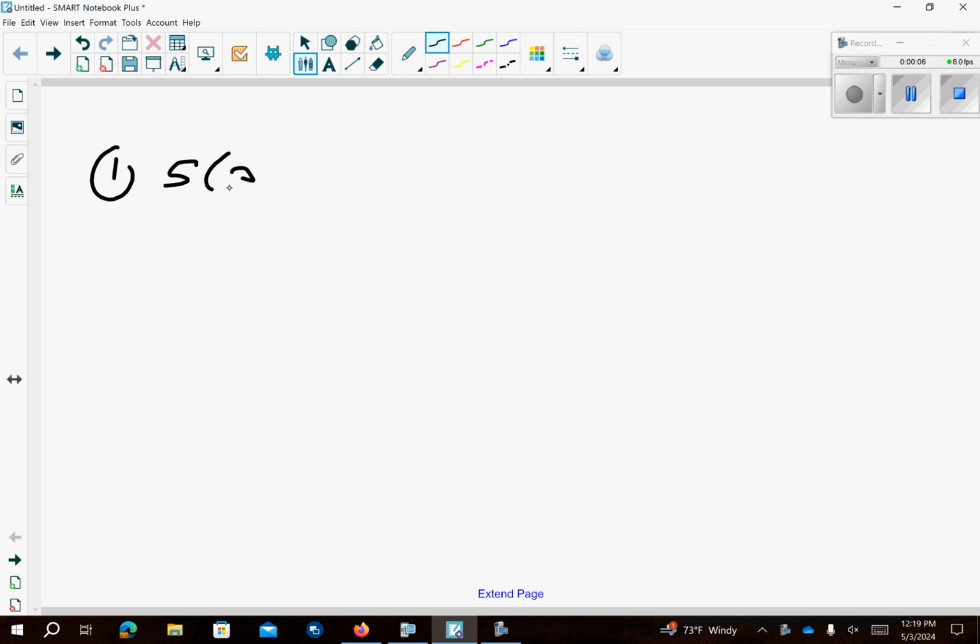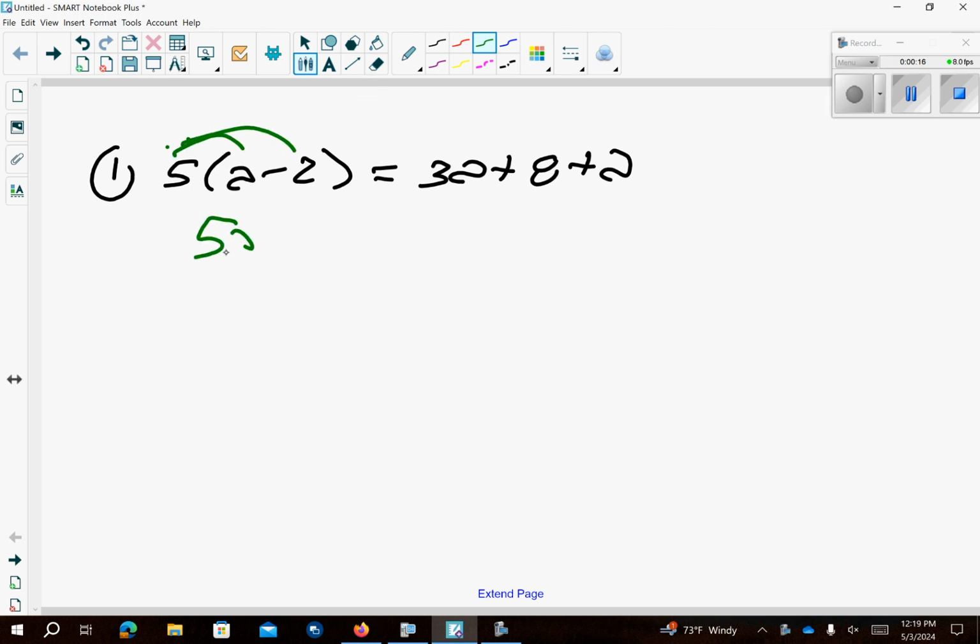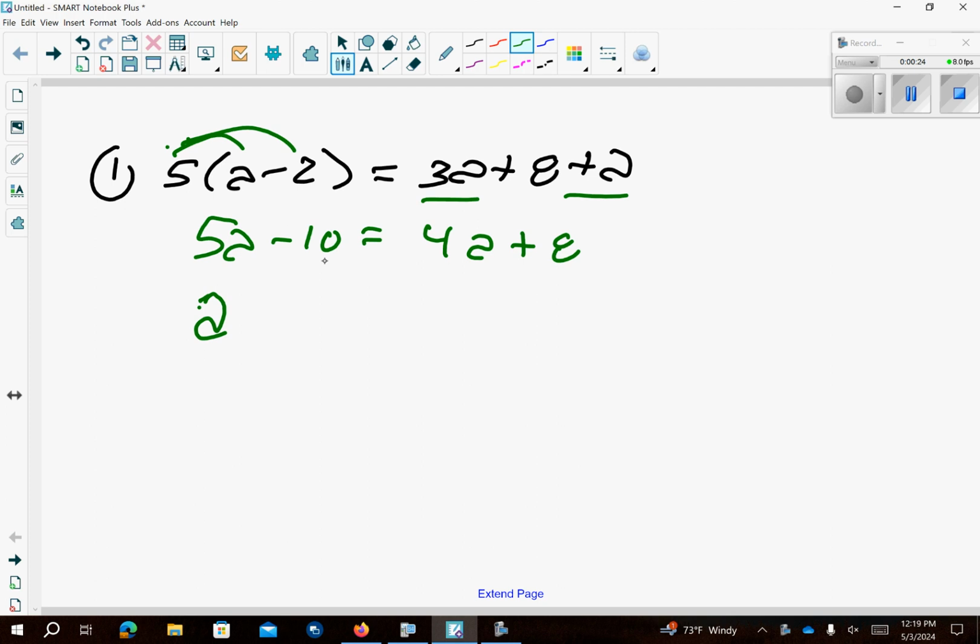So you have 5a minus 2 equals 3a plus 8 plus a. On this side, I'm going to distribute over the parentheses. That gives me 5a minus 10. Combine like terms, that gives me 4a plus 8. Subtract 4 from both sides. This side becomes a. Add 10 to both sides. This side becomes 18. There's our answer.